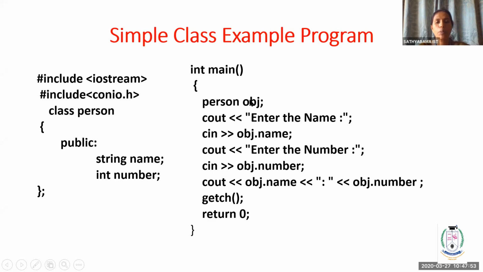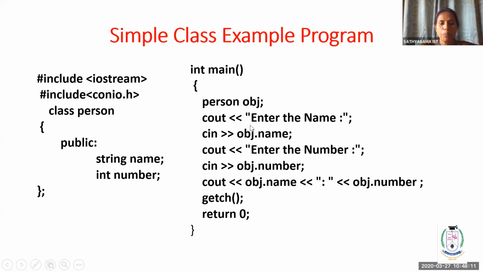Now what is the special purpose of this object? With the support of this object, we can easily access the members of your class. How many members are present in your class? Name is one of the members, number is one of the members. These are the public members of the Person class.